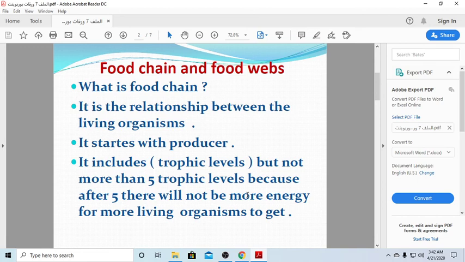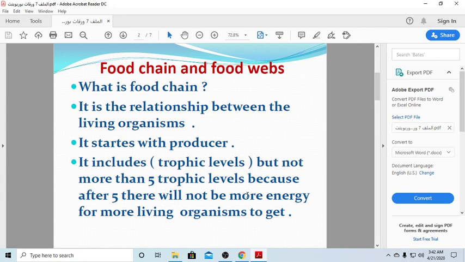You know that all our relationships in this world are organized. So the organization of the food will take the shape of a food chain. So what is a food chain? Food chain, it's the relationship between the living organisms in the feeding process.